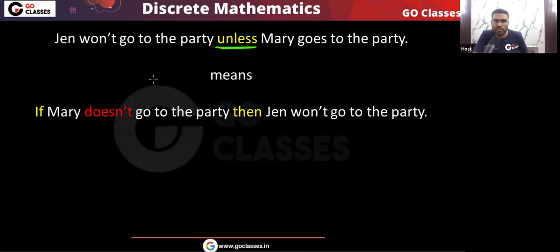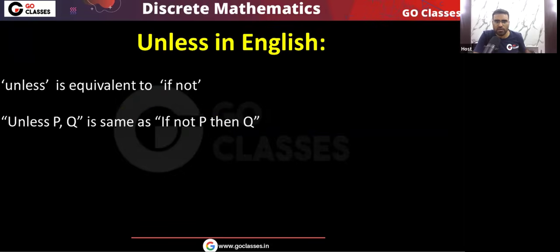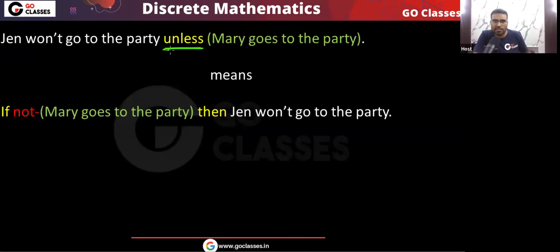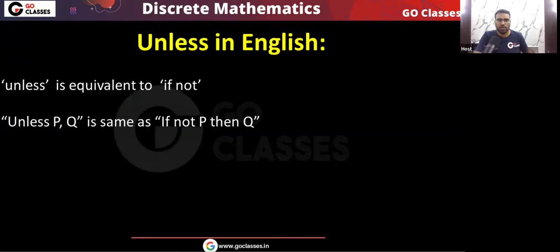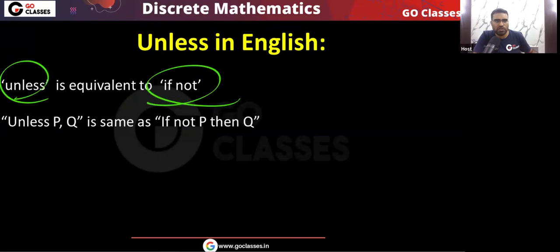So this unless, you can replace with if not. Simple point. Unless Mary goes to party, that means if not Mary goes to party, then Jane won't go to party. So unless is equivalent to if not. This is what we have seen.